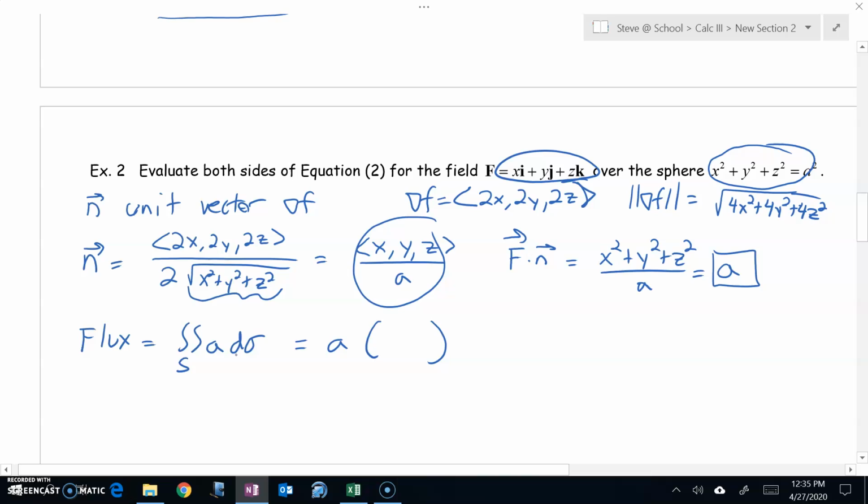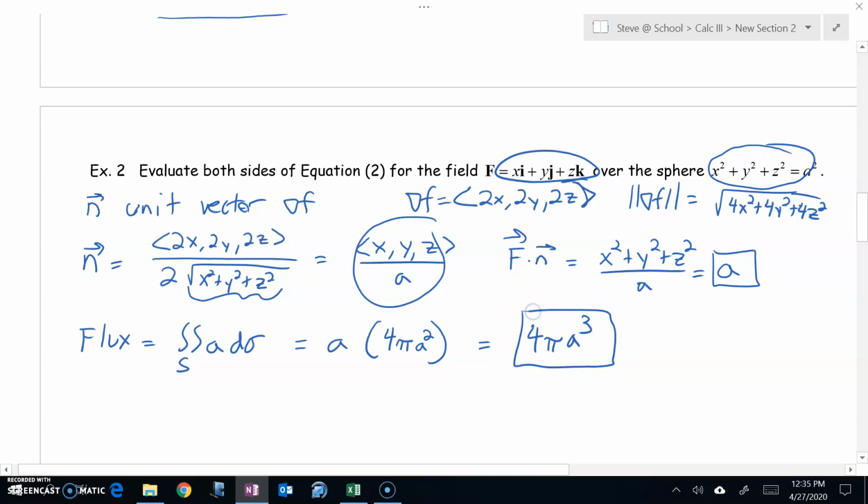And I know you guys might not remember your geometry. The surface area of a sphere is 4 pi r squared. It actually also happens to be the derivative of the volume of a sphere. So this is 4 pi, and then instead of r, it's a, so a squared. So we get that the flux is 4 pi a cubed.